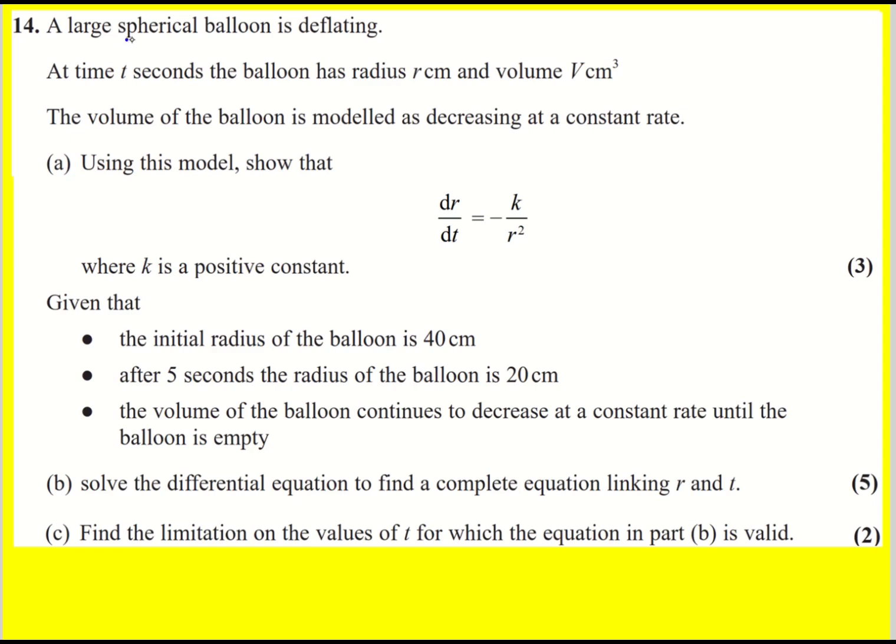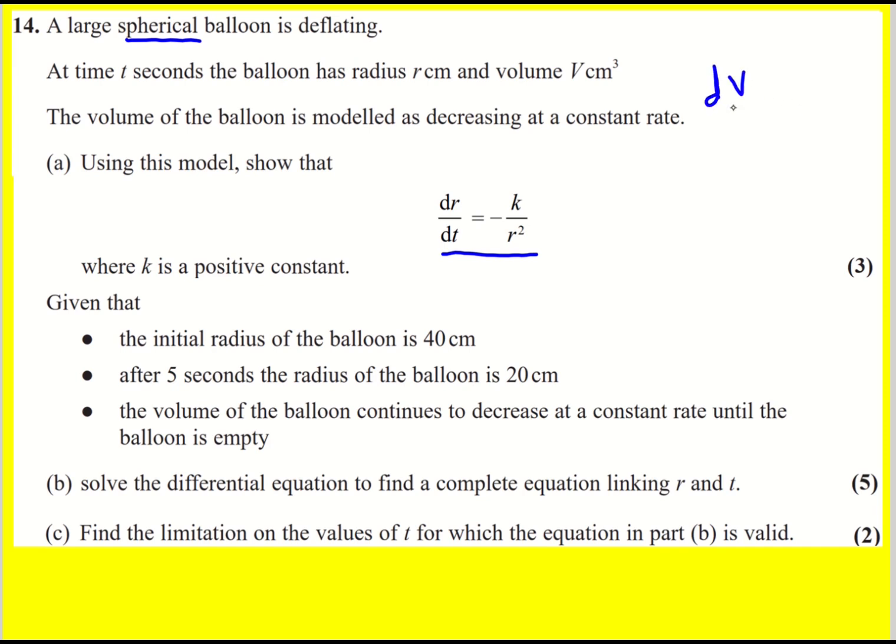A large spherical balloon is deflating. At time t seconds, the balloon has radius r, volume v. The volume is modeled as decreasing at a constant rate. Using the model, show that this is true. So, okay, the volume is decreasing at a constant rate.